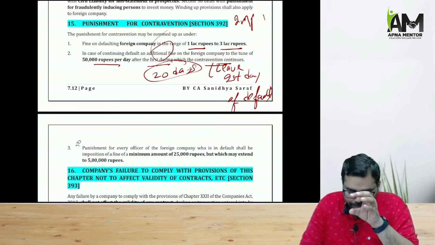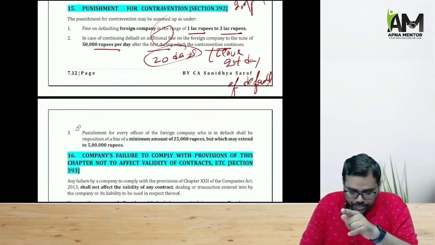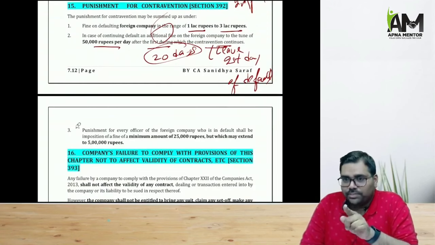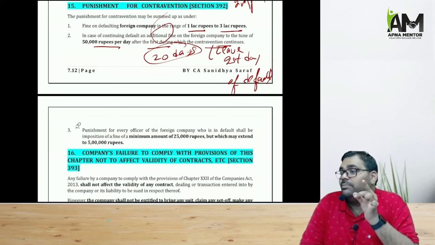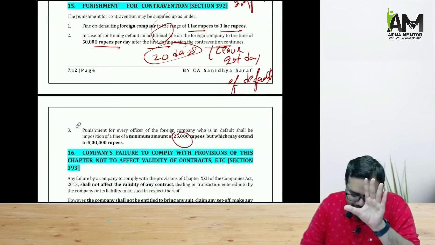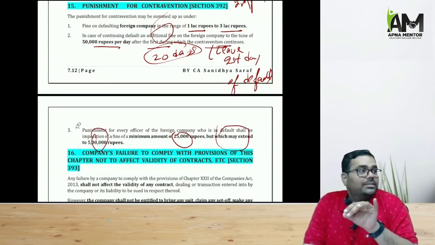And then the penalty will be there for the officers in default. The penalty will be minimum 25,000, maximum 5 lakhs. And there is one thing very significant about the penalty given here.